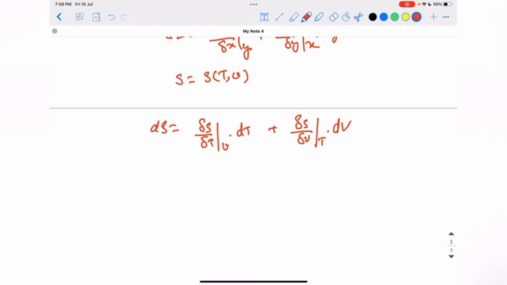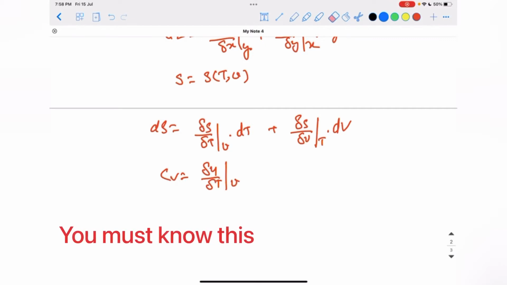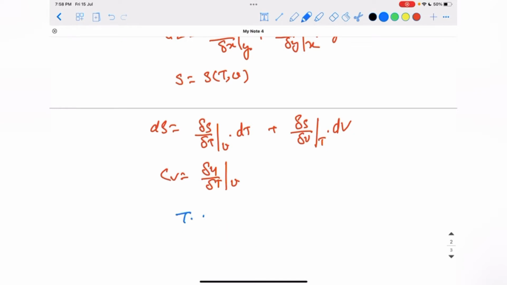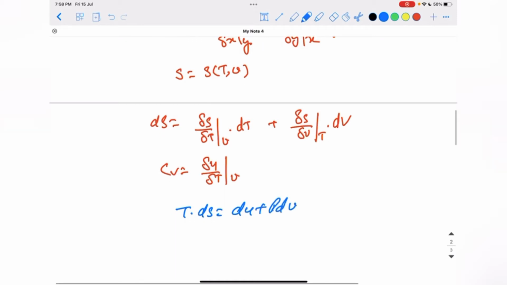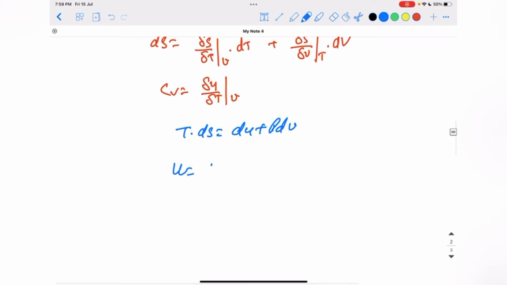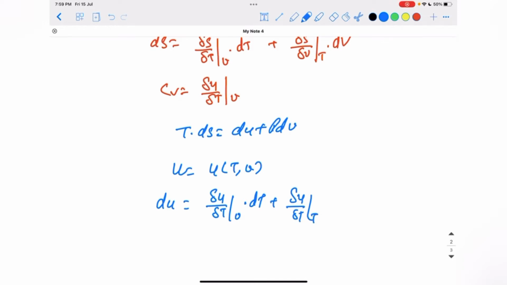Now, by definition, we know that Cv is equal to ∂U/∂T at constant volume. Now we have a popular equation, TdS is equal to dU plus PdV. Now U can be written as a function of T and V. Again, using the same formula, we can write dU as ∂U/∂T at constant V into dT plus ∂U/∂V at constant T into dV.